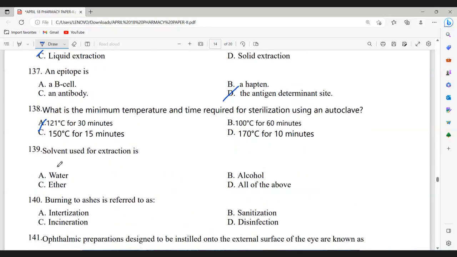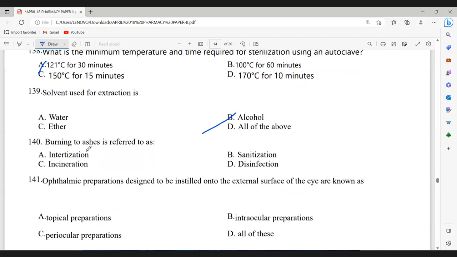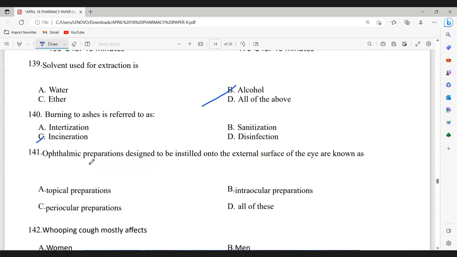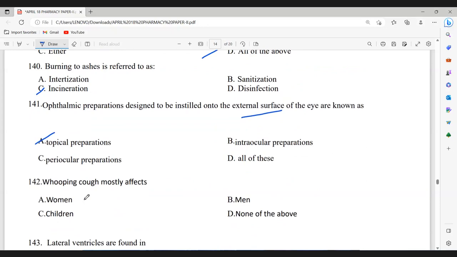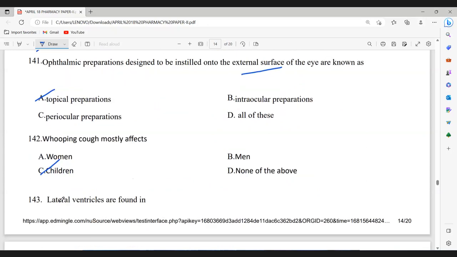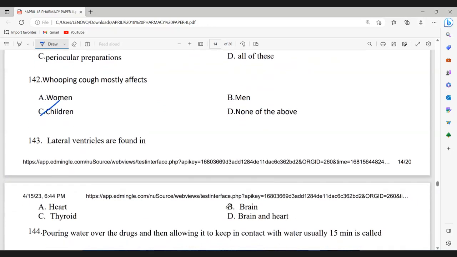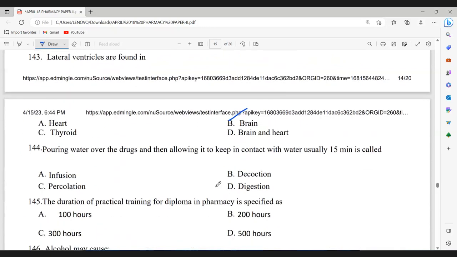Then 139, solvent used for extraction. Then 140, burning to ashes is referred to as incineration. Then 141, ophthalmic preparations are desired to be instilled onto the external surface, and topical preparations. Lateral ventricles are found in the brain. Then 144, pouring water over the drugs and then allowing it to keep in contact with water for 15 minutes is infusion.